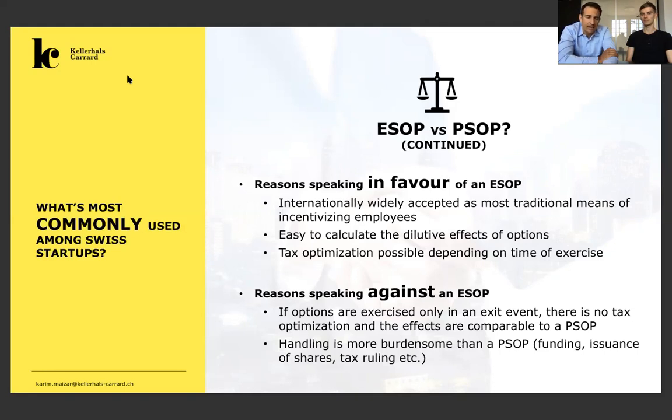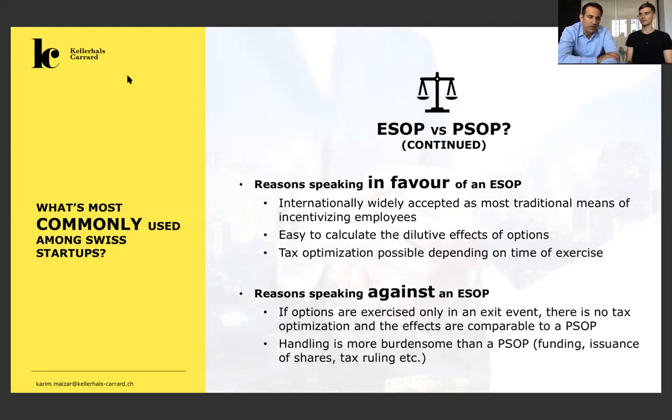And if that is the case, then you can ask the question, well, how much benefits are really associated with an ESOP, and why don't I directly go to a virtual plan, which is ultimately the same thing, it's just cash settled. So this might be one of the considerations which might speak against an option plan. Plus, handling an option plan can be more complex. So there is more admin involved because you need to make sure that shares are made available.